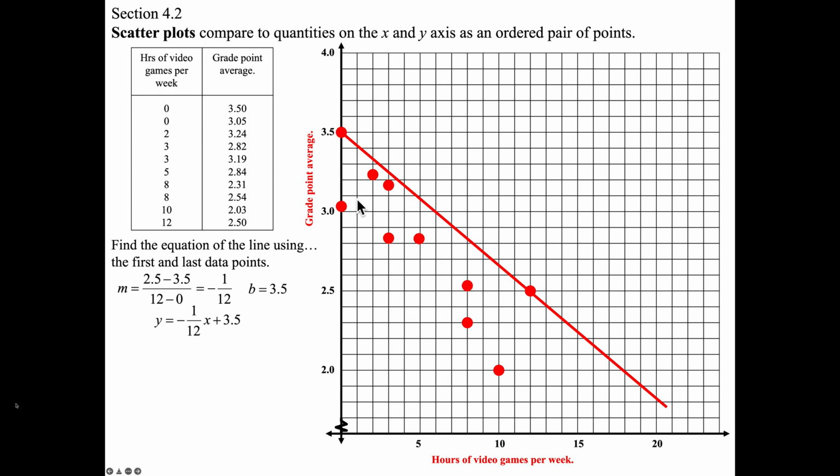Let's see, it was 1, 2, 3, 4, 5. That was the 6th. I think the 6th point and the 8 and 2.54 right there are the two good points to use. So 2.54 minus 2.84 all over 8 minus 5. That gives me negative 0.3 on the top, 3 on the bottom, or negative 1 over 10, or as a decimal, negative 0.1.